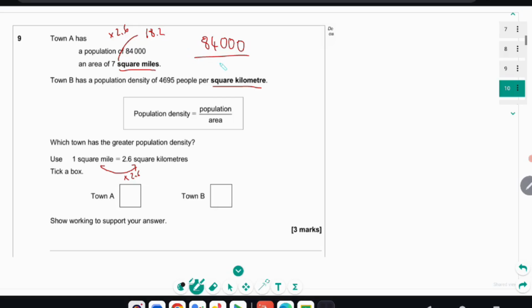So 84,000 divided by 18.2 is 4,615.4 people per square kilometre. So which town has the greatest population density? It's this one, isn't it? Town B. And there's my working to support my answer.